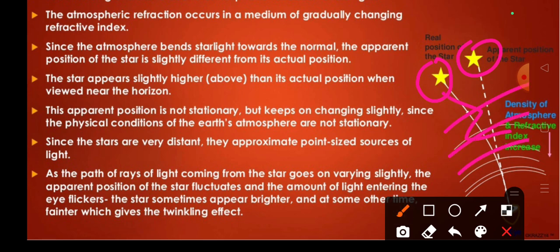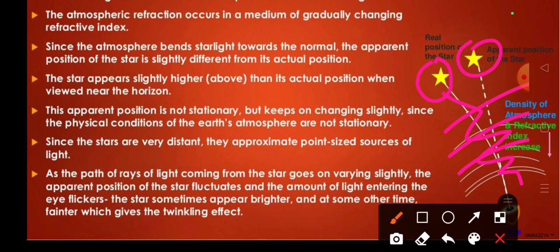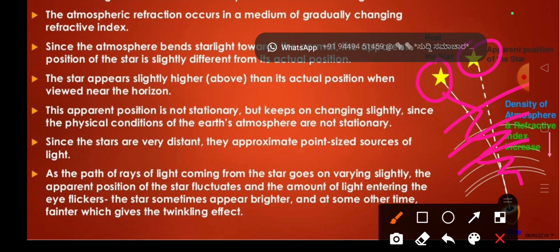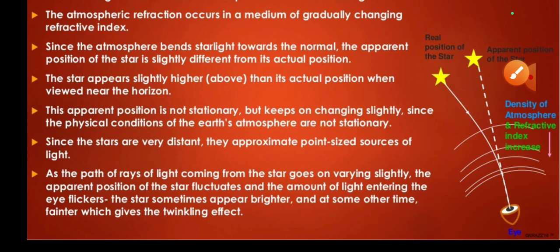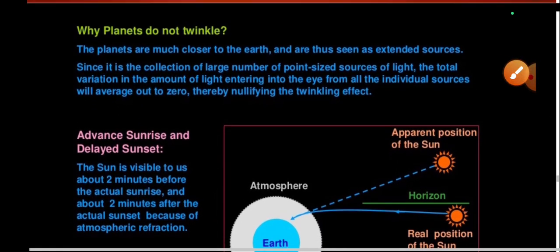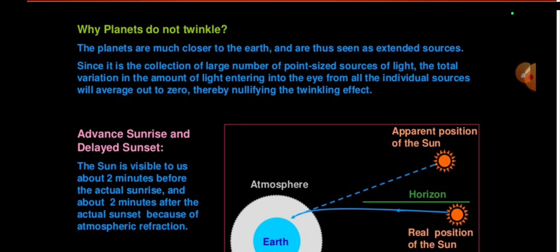Whatever light is coming from those stars as a point, whenever it passes through different layers of the earth's atmosphere, then slightly it moves. Whenever it is slightly refracted, it moves. Whenever the light passes into our eyes, the star looks bright. Whenever the light is not passing into your eye, then the star looks dim. This is the main reason for twinkling.